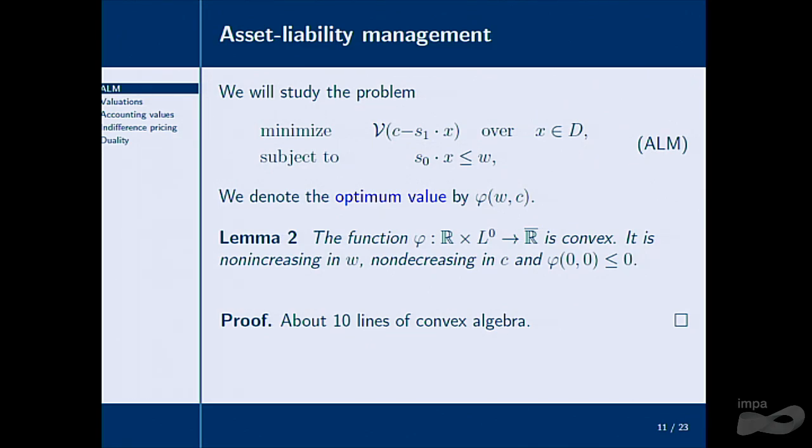It's fairly obviously non-decreasing in W. That's because we assume that your function v here is non-decreasing in the natural order of random variables, the pointwise order of random variables. So the optimal value is non-increasing in W and non-decreasing in C. And if you take an agent with 0 financial position, the optimal value is less than or equal to 0. That comes from the normalization assumption. We assume that when you evaluate this function v at 0, you get 0.